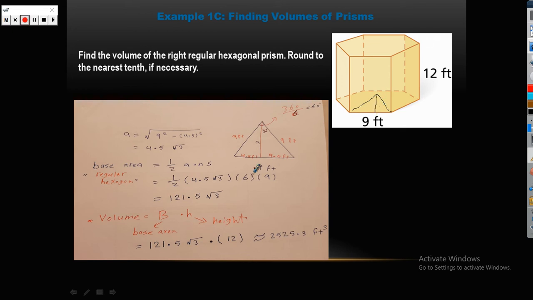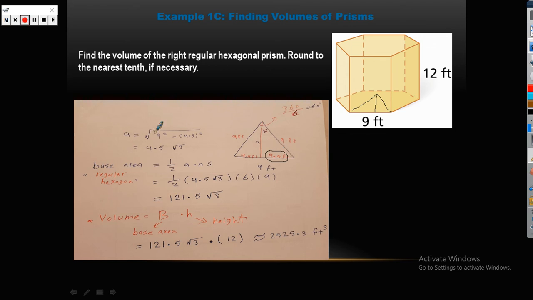So this side is 9 feet, and I need to find this angle. This angle is 360 divided by 6, which is 60 degrees. So this triangle is an equilateral triangle. So all the sides are equal, 9 feet, 9 feet, 9 feet. And this small part is 4.5. Why? Because the apothem divides this part into two equal line segments.